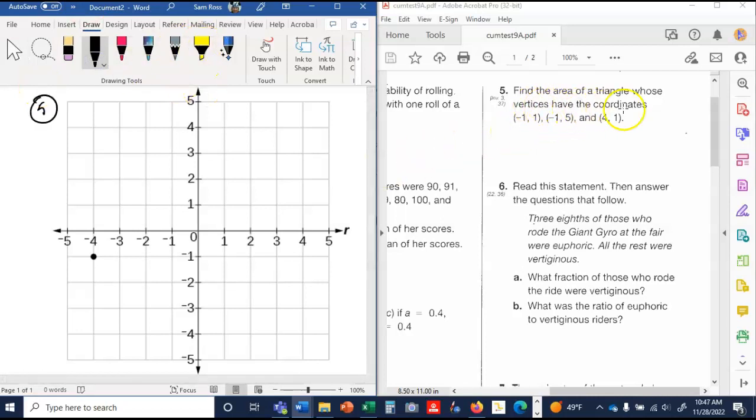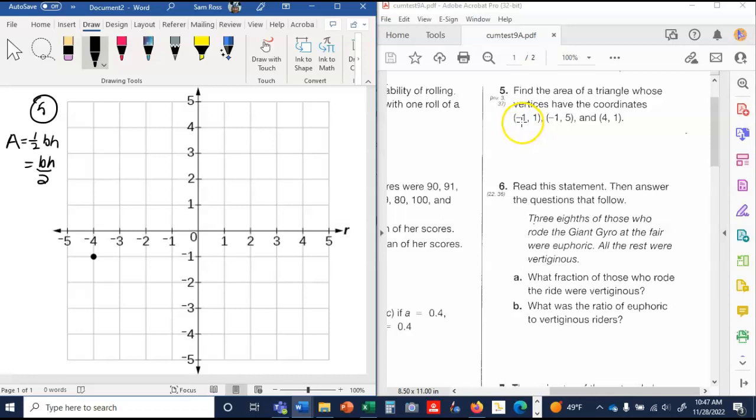It says, find the area of the triangle whose vertices have coordinates this. One thing I do know is that the area of a triangle is 1/2 times base times height, or base times height over 2. And this is actually on the poster in the room. So if you need it, you can take a look at it.